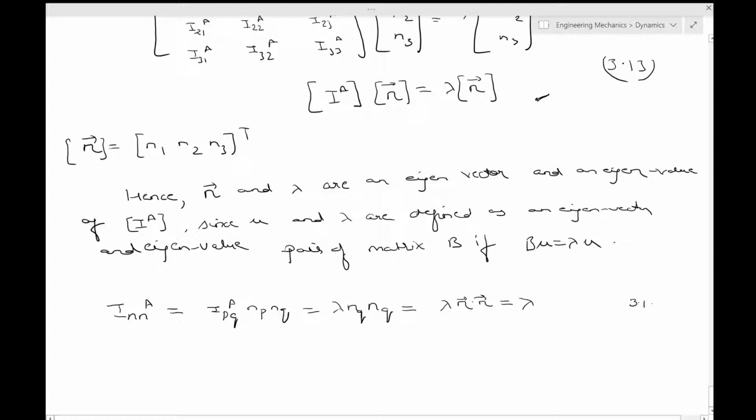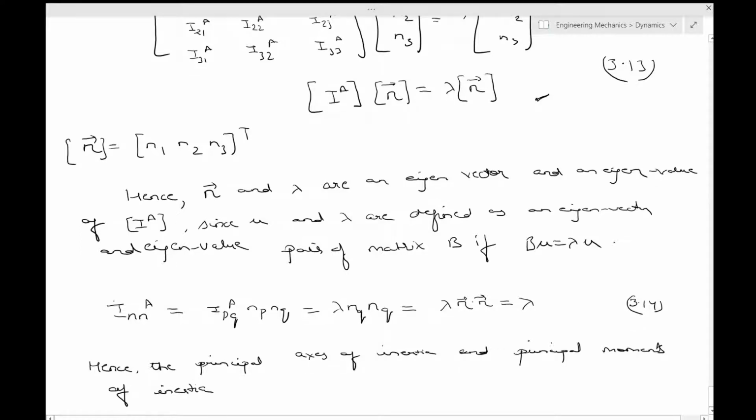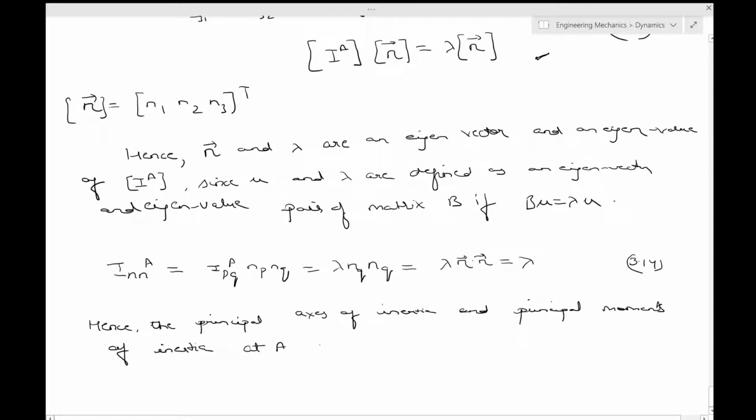Okay, so this is 3.14. So hence the principal axis of inertia and principal moments of inertia at A are respectively the eigenvectors and eigenvalues of IA at A.